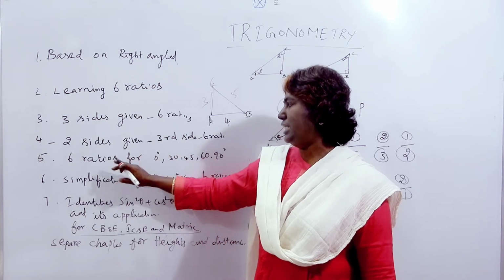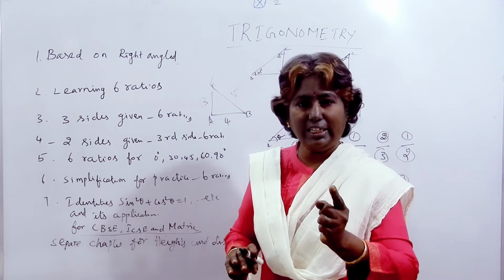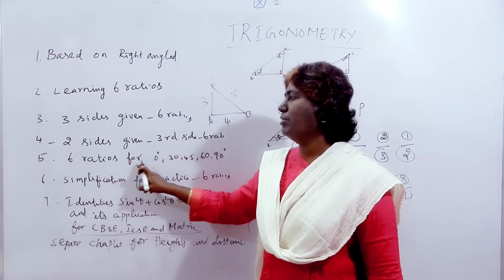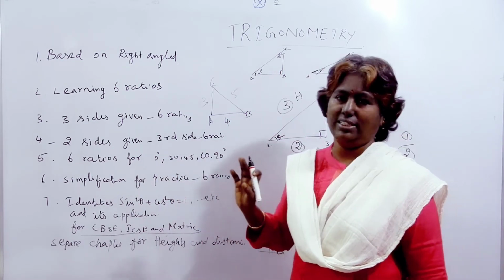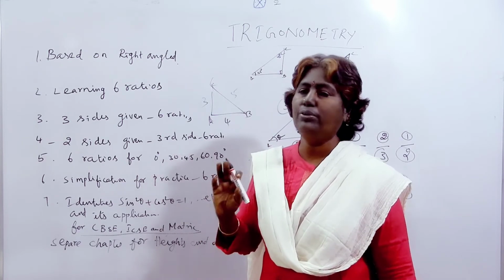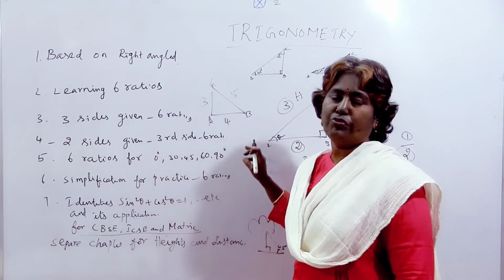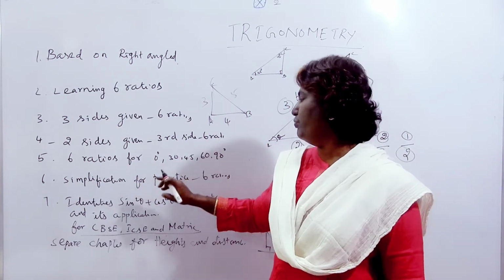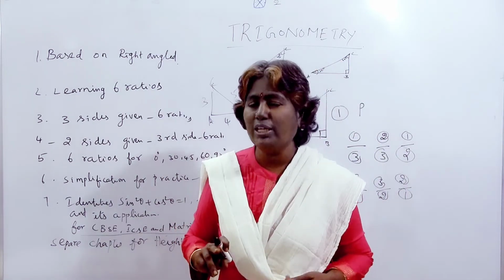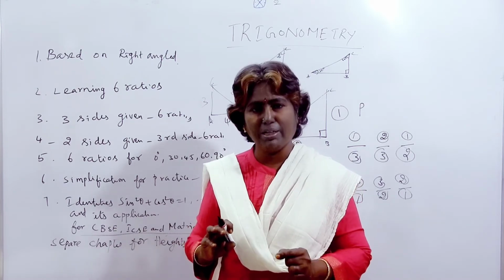After that, 6 ratios for exactly 0 degree, 30 degree, 45 degree, then 60 degree, then 90 degree. This concept will be given to you in the next exercise. So for exact angles like 45, like 30, like 60, these angles will be given to you. You are supposed to find out the 6 ratios for all these. They will give you a table, but you don't worry, you need not mug up the table. I will tell you the simple technique to remember.